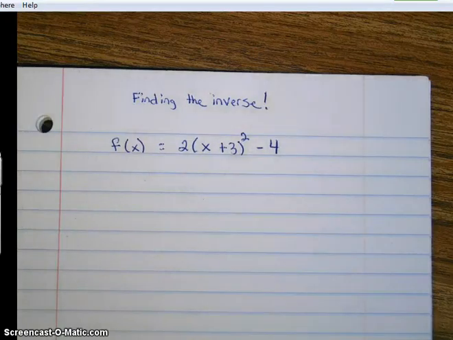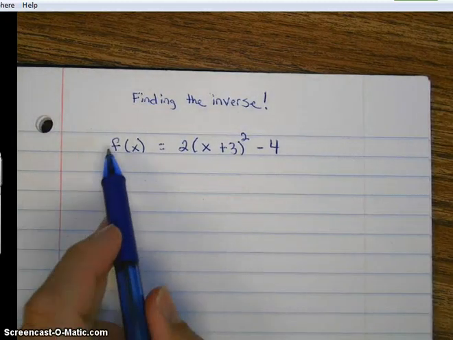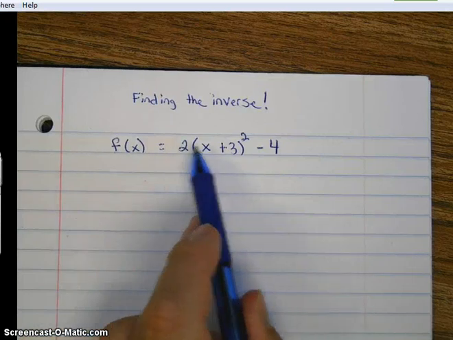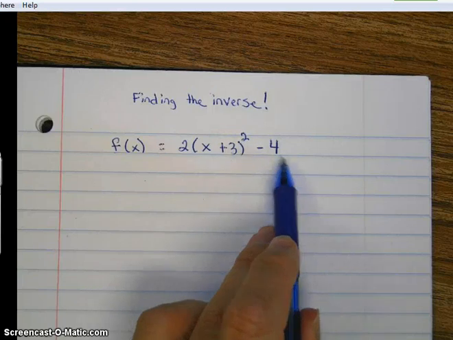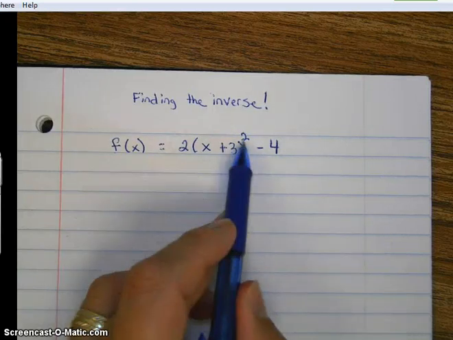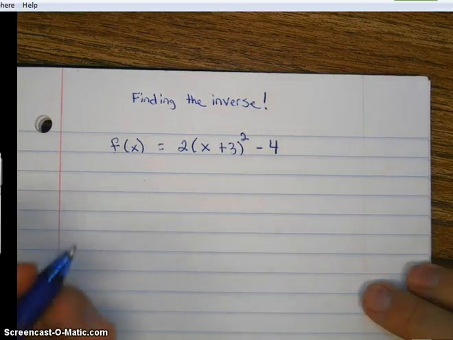Hey guys, so this video is on finding the inverse. First of all, we have a function here, function f, and it is 2 times the quantity x plus 3 squared minus 4. Remember, the square is what makes it a quadratic function. So the steps for finding the inverse.